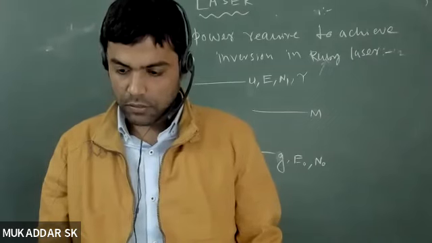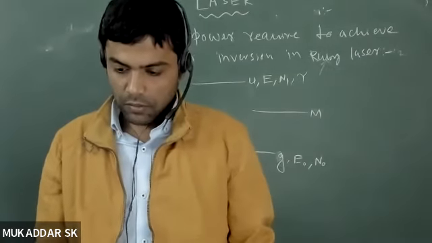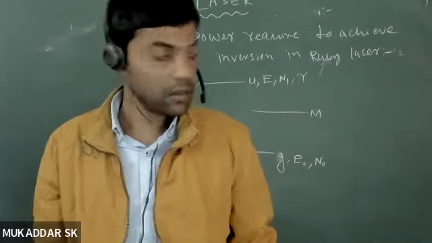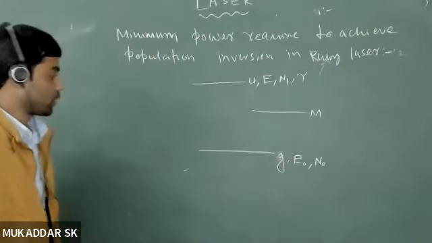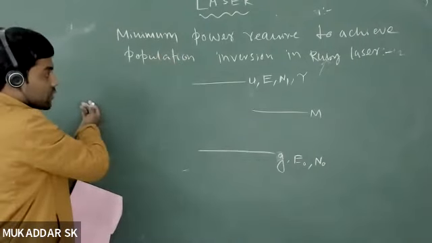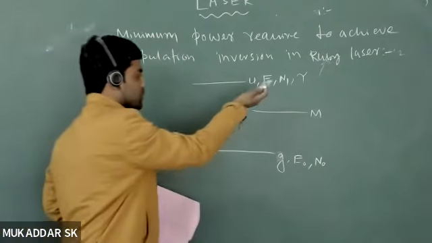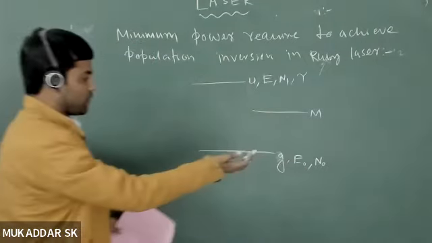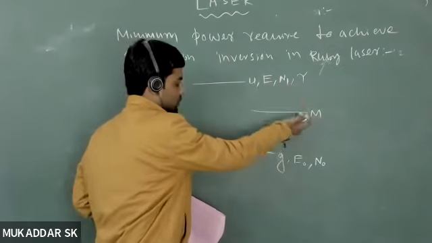Now we are discussing this topic, and that is related to the Ruby laser. I forgot to mention or discuss that at that time. Extremely sorry. The topic is how much minimum power you need from the external source to get population inversion. So I have defined just 3 levels: ground state, upper state, metastable state.